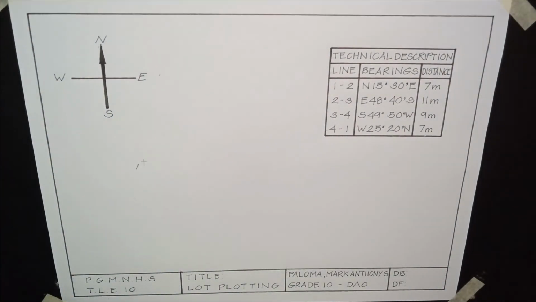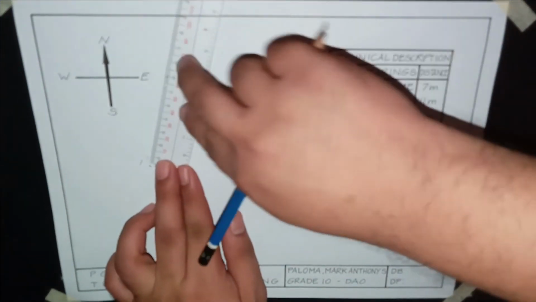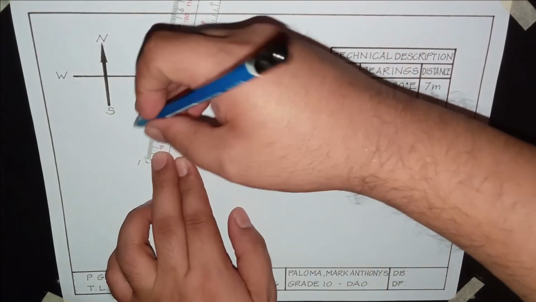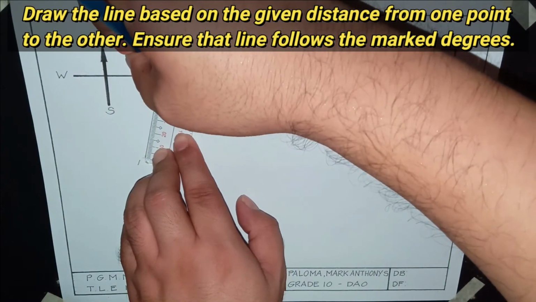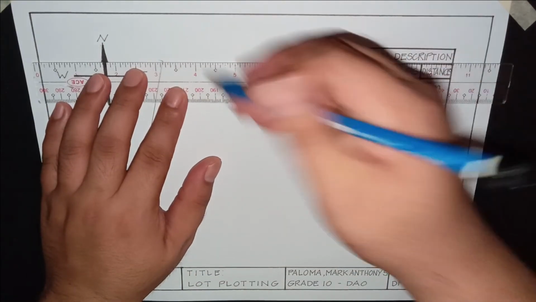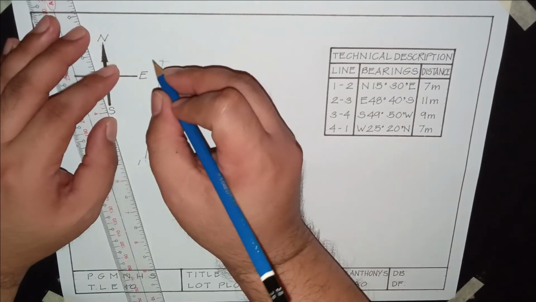The given distance for the point of beginning from point 1 to point 2 is 7 meters. So since we're using scale 1 is to 100, 7 meters is equal to 7 centimeters. Make sure that you draw the first line with 7 centimeters. This is now our point 2. So we're going to draw a tiny intersecting lines. Then you may label it point 2.